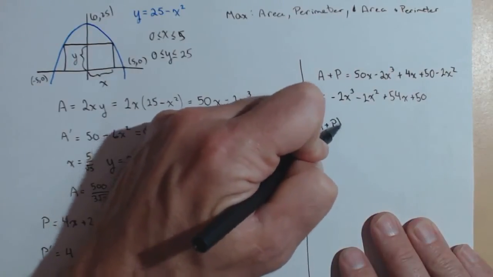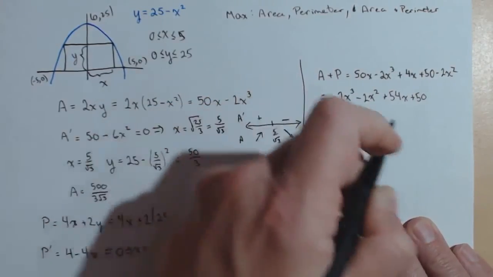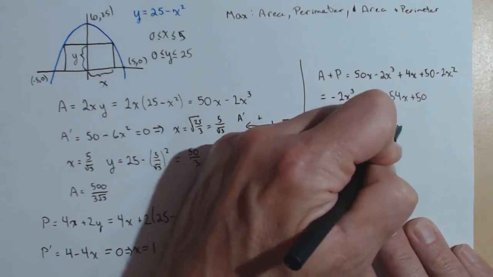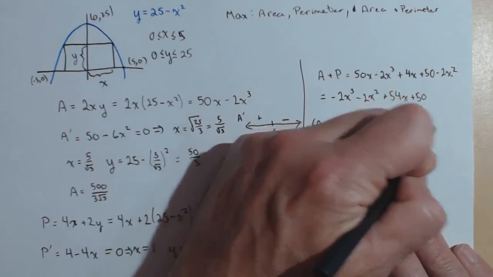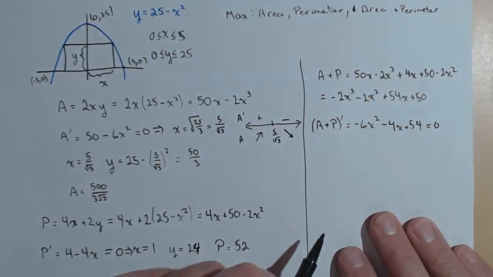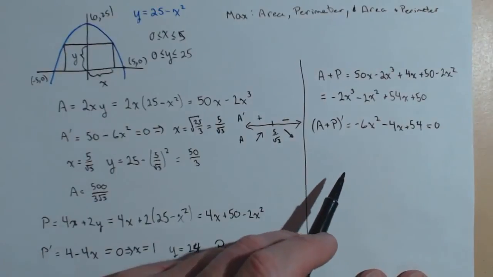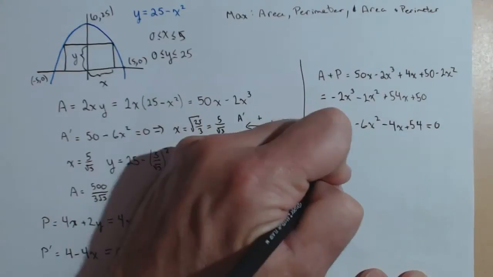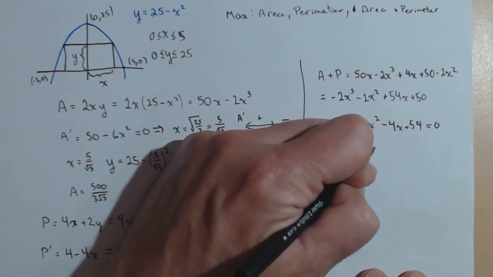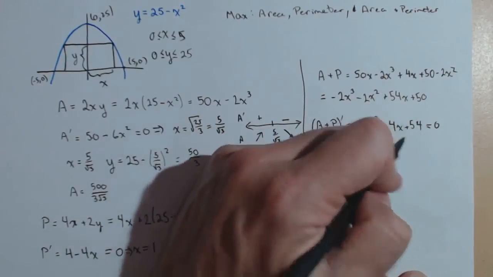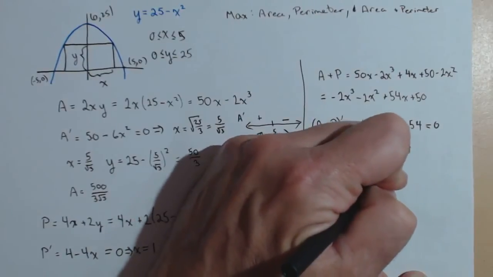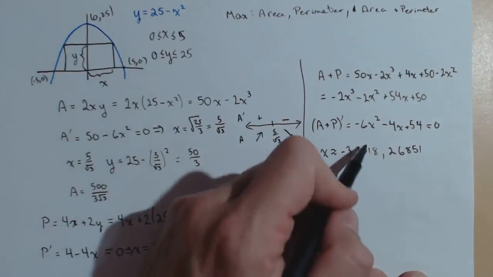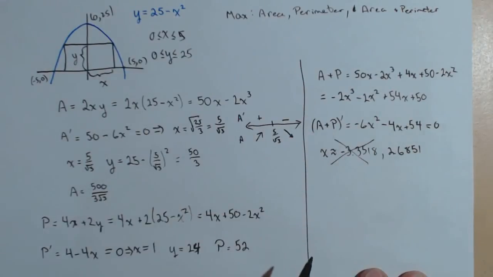So taking the derivative, we'll call it S prime, is going to give us minus 6x squared minus 4x plus 54. We're going to set that to 0, and probably the easiest thing to do is go ahead and just use the quadratic formula. Now if you do that, you get two answers. One is negative 3.3518 approximately, and the other one is approximately 2.6851. Now only one of these fits within our interval, so let's not worry about the other one.